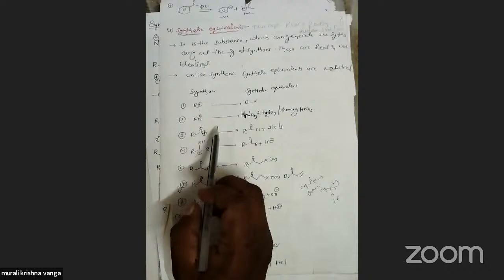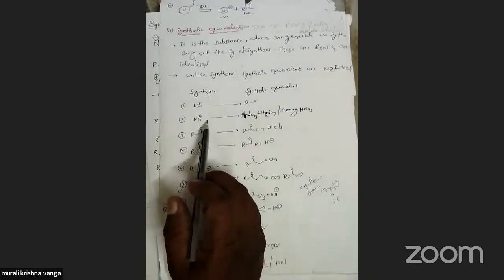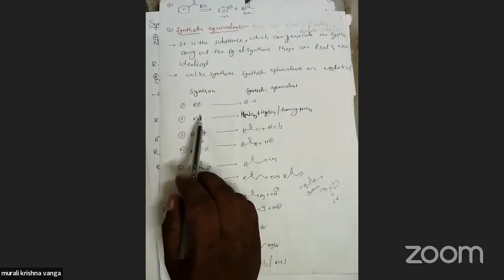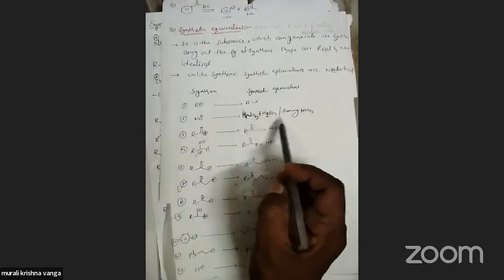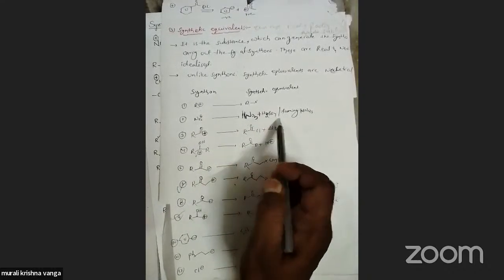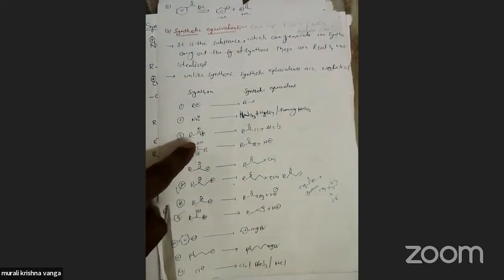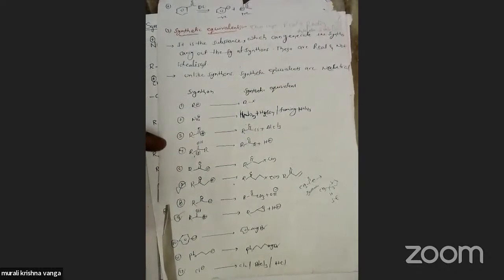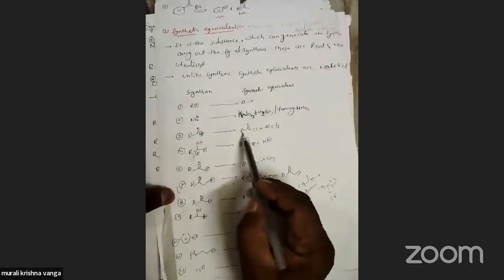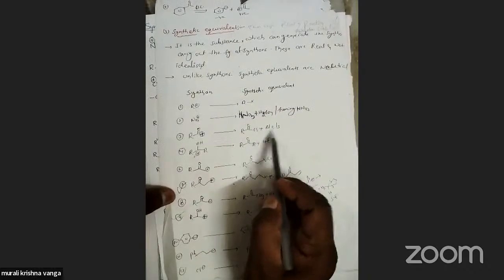NO2, we discussed previously, the nitration reaction of benzene. This NO2 is the synthon, and the synthetic equivalent is fuming HNO3 and H2SO4. Previously I also discussed acyl chloride. Acyl carbocation is a synthon. For the acyl carbocation synthon, the synthetic equivalent is acyl chloride and AlCl3. When we use acyl chloride and AlCl3, we get the acyl carbocation.